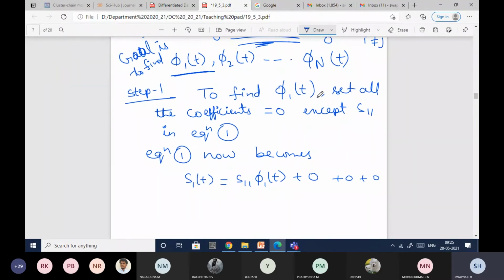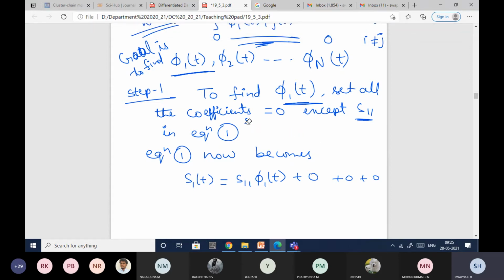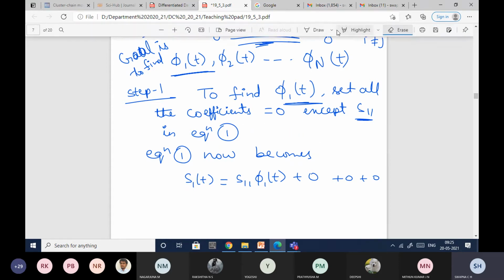Because here I'm taking the condition that if I want to find phi1 of t, I need to set all other coefficients equal to 0. Other coefficients are nothing but the Sij coefficients, like S12, S13, S14. All other coefficients should be equal to 0 except S11. So this is the procedure. I just take the S11 value and the rest should be 0. So S1 of t will be equal to S11 into phi1 of t.